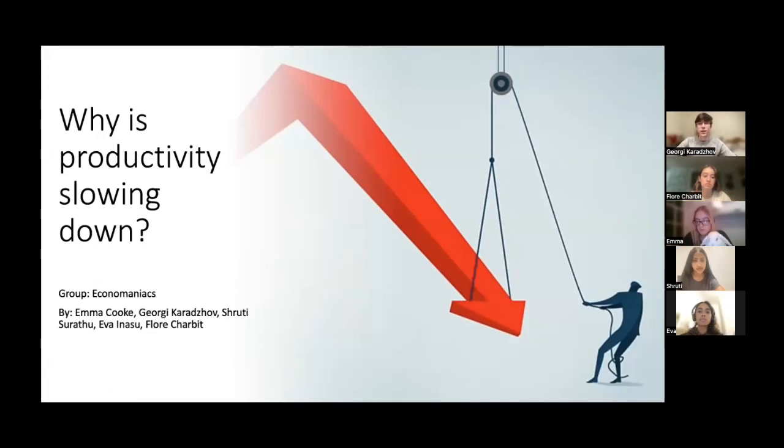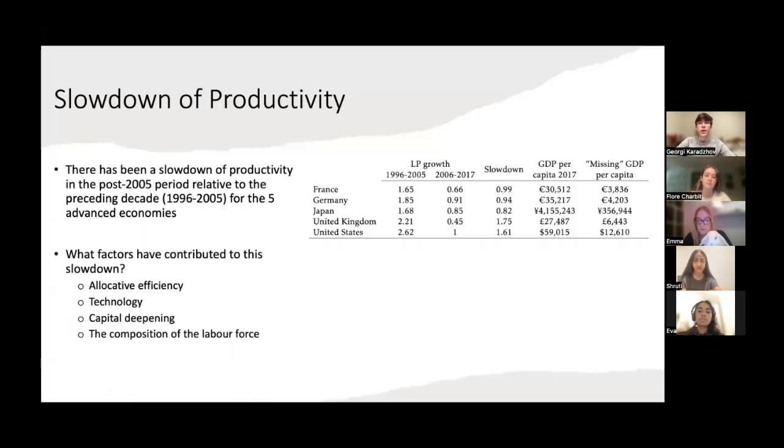Hello, in this video, we'll analyze the Oxford-Martin working paper, Why is Productivity Slowing Down? There's been a slowdown of productivity in the post-2005 period relative to the preceding decade for the 5 advanced economies shown in the table. We will draw upon economic models and economic data to evidence the factors contributing to this slowdown, including allocative efficiency, technology, capital deepening, and the composition of the labor force.